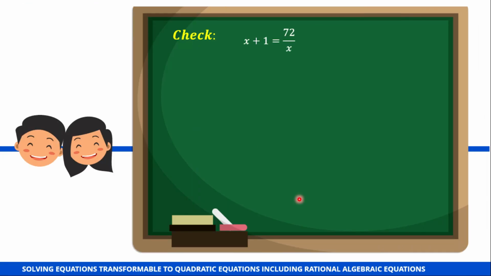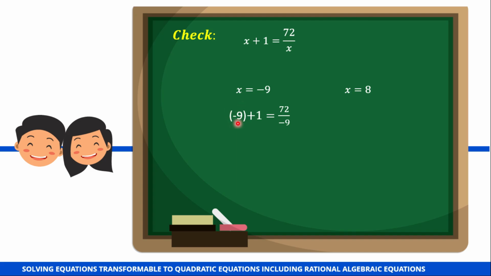Gamitin natin ang ating original equation. We have x is equal to negative 9 and x is equal to 8. Unahin natin ang negative 9. Ipalit natin sa ating original equation. Lahat ng x, papalitan natin ng negative 9.